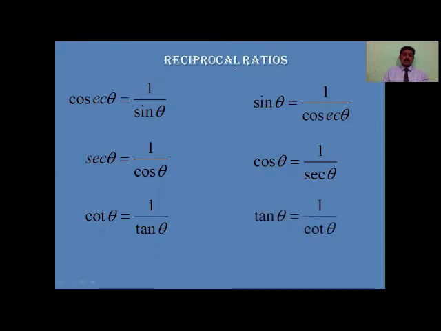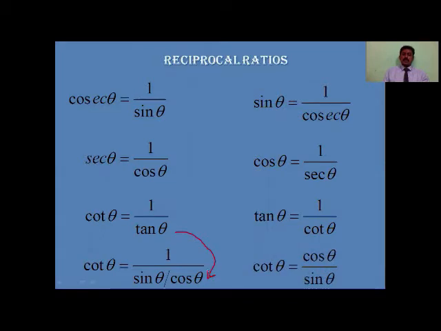We know that tan theta equals sin theta by cos theta. Applying here, we will get cot theta as cos theta by sin theta. So we must have the knowledge of trigonometric ratios as well as reciprocal ratios to remember the formulas as well as derive the formulas.